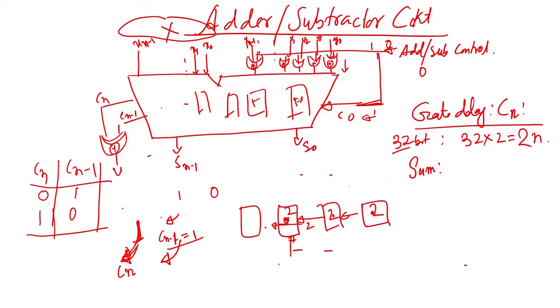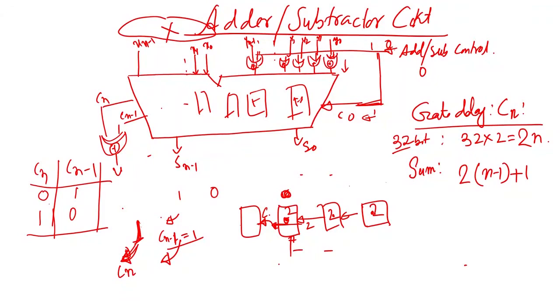Then what will we get? Up to this position we will get 2 into n minus 1 gate delay, and after that it will take only 1 gate delay. After giving input here it will take 1 gate delay, because we have only a 3-input XOR gate. So, total gate delay will be 1. This is not the finish, because at this position you have one more gate, right? So again you have to take 1. So, total gate delay will be 2n minus 2 plus 2.